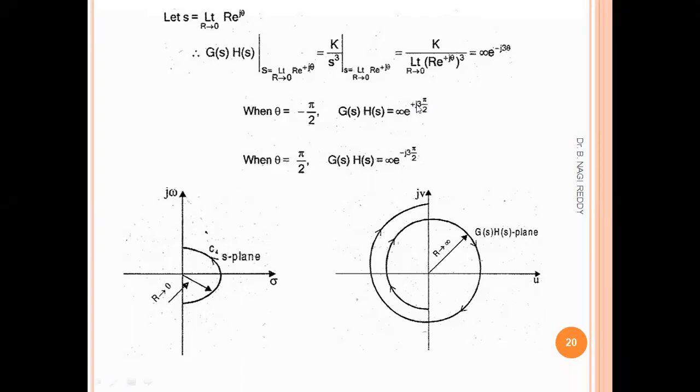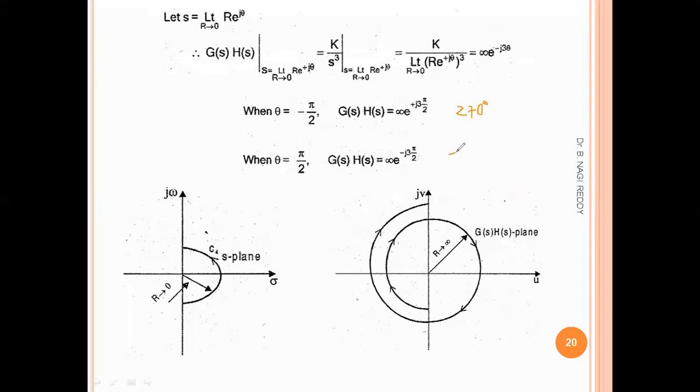Plus 270 degree. It has to start at plus 270 degree. And when you substitute pi by 2, we will get minus 3 pi by 2. That means minus 3 pi by 2 means minus 270 degree. So plus 270 and minus 270. Here the difference will be 540 degree because it has to start at a plus 270 degree.